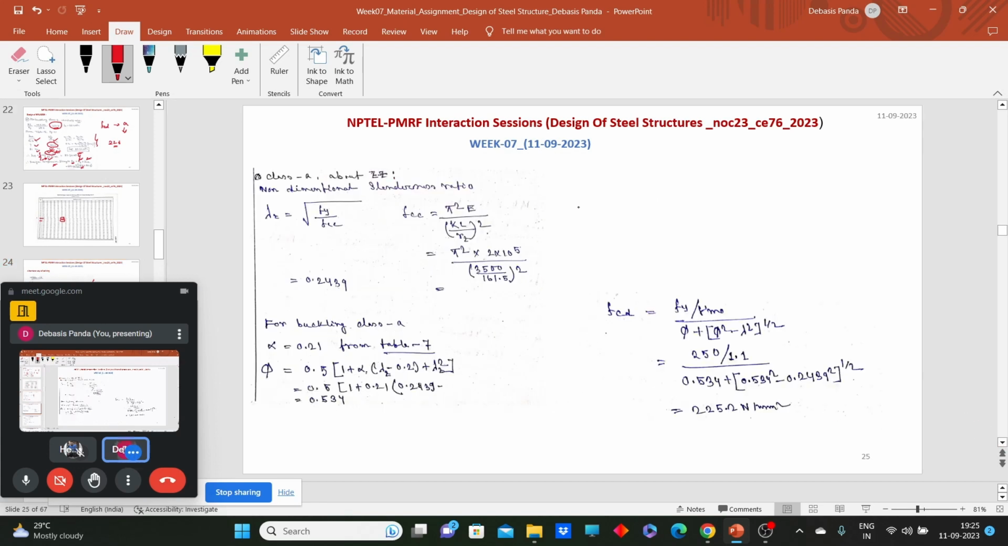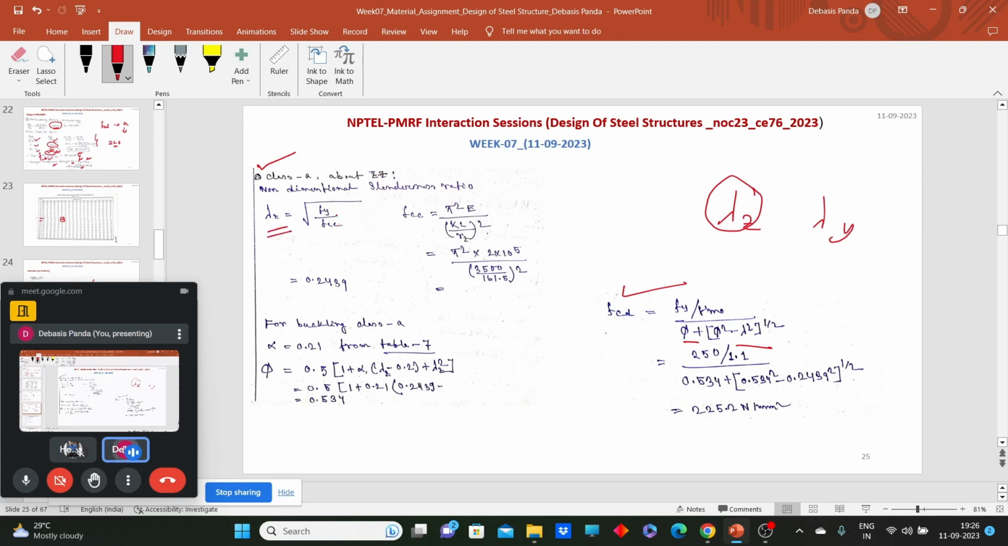Now first, to use the formula FCD equals Fy by gamma m0 into phi plus the square root of phi square minus lambda square, first we need to find the lambda value. Here we have two lambdas, about Z and about Y. So first, what will we do? First, we will calculate for the ZZ axis, which comes under buckling class A. So what will that be?